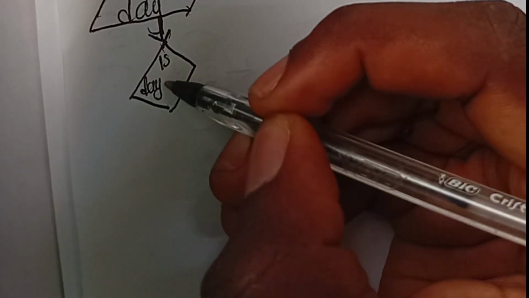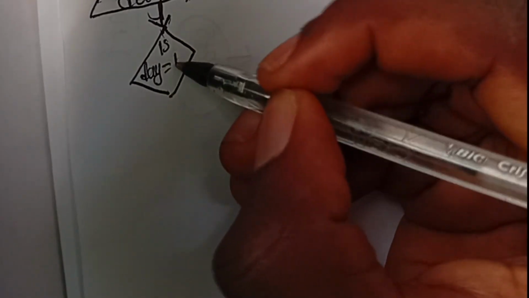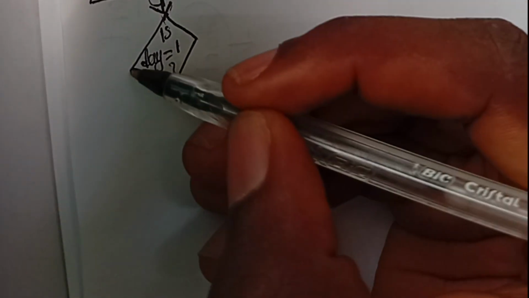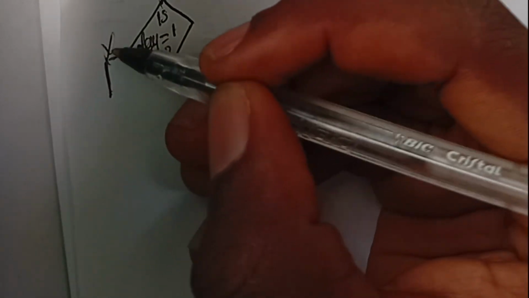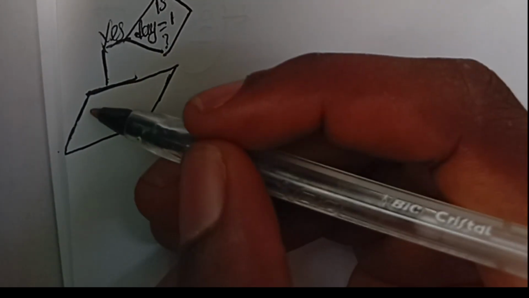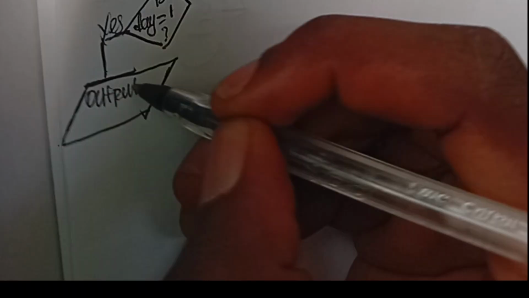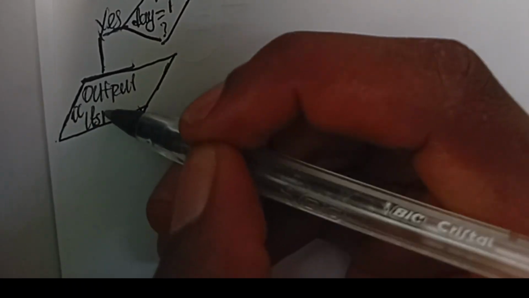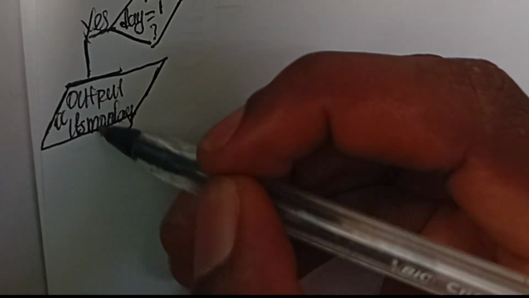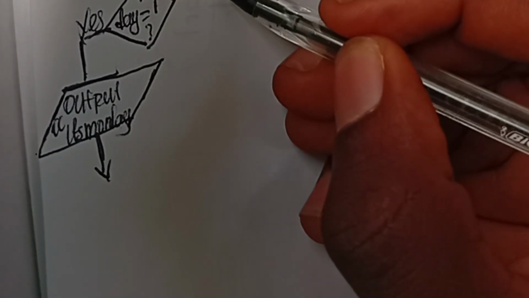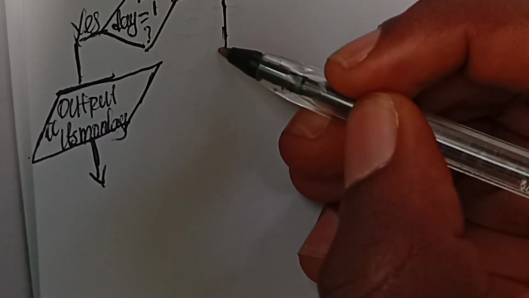Now we get our very first decision. I feel like I drew it too big, but is days equal to 1 question mark. So this is the yes. So if there is a yes, then we have an output: it's Monday. Right? We want to output it's Monday. Well, later on we'll take that and store it in the connector.